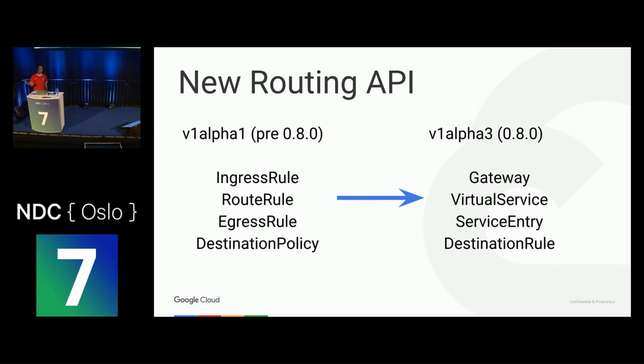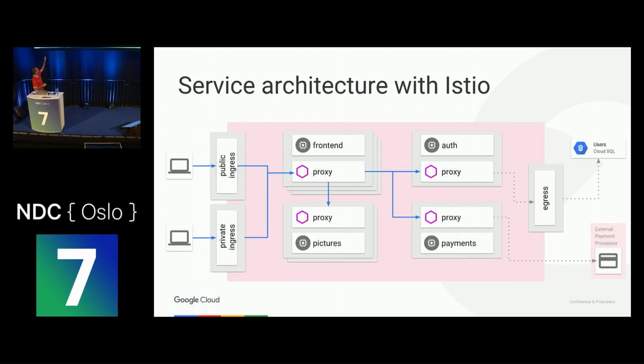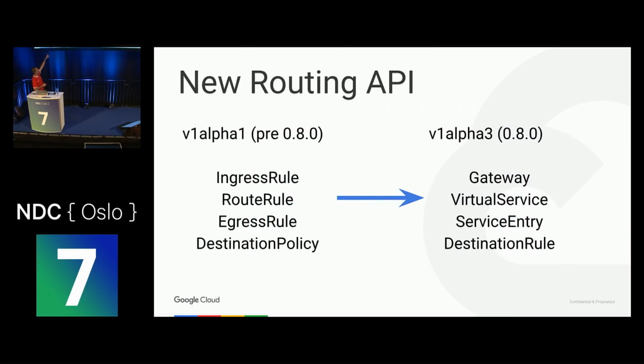First of all, if you are using Istio before 0.8, like me, you had the ingress rule for the ingress part. You had the egress rule for the egress part. And then you would set routing rule and destination policies to control the traffic. So those are the constructs that you had before. But in 0.8, you have new things. There's gateways basically for the ingress. And then you have virtual services, which is a combination of all the destination rules. So you basically combine all the destination rules into a virtual service. And then you have service entry for the egress. So you define what goes out of your cluster through service entries.